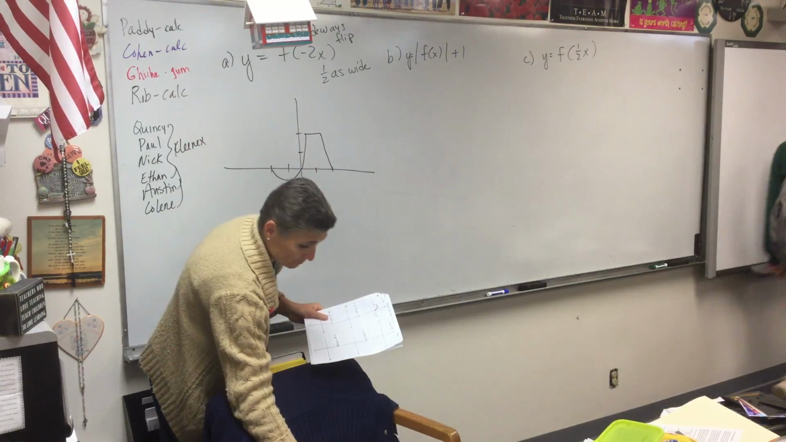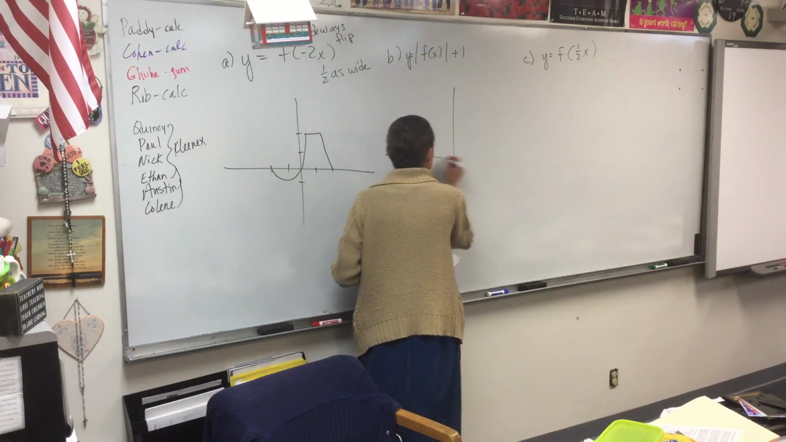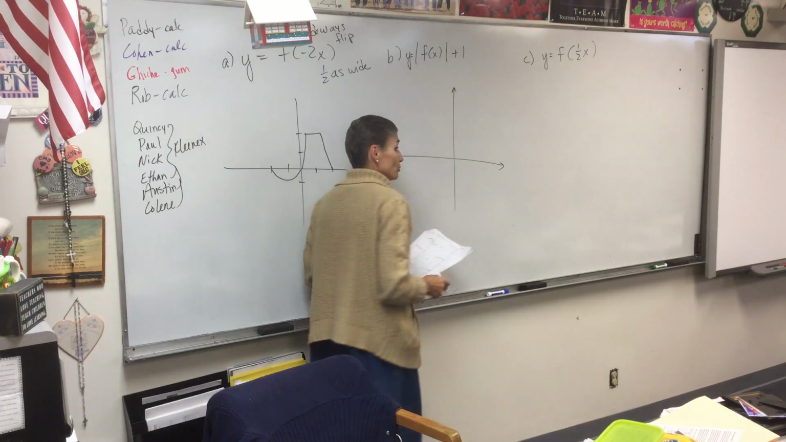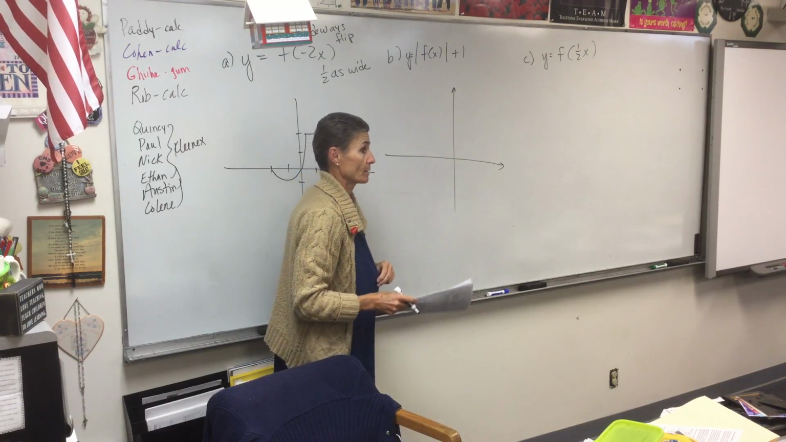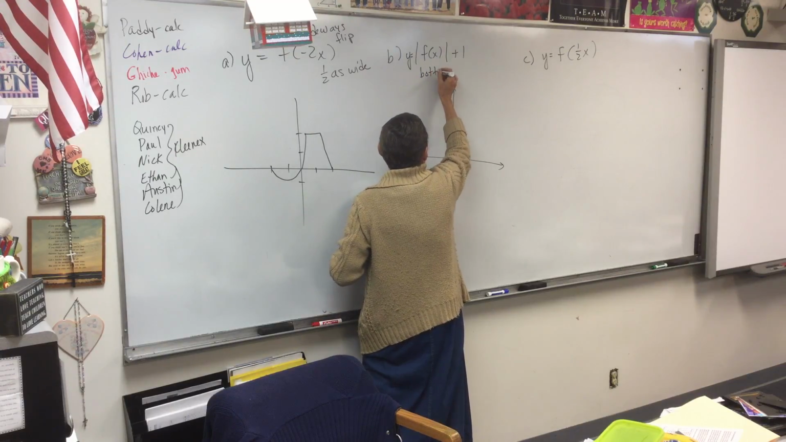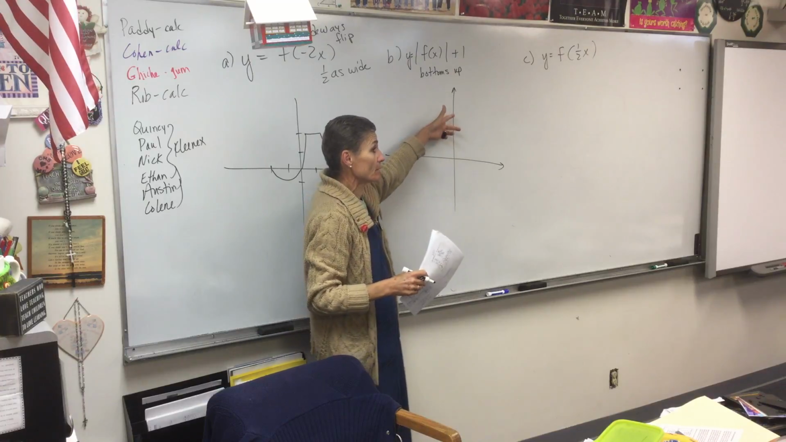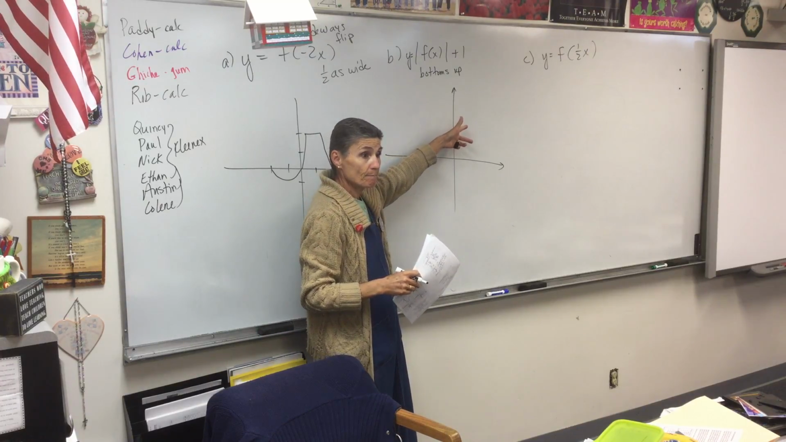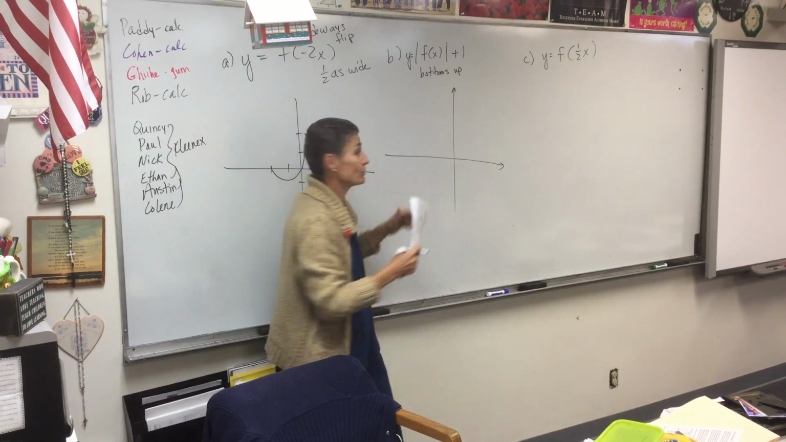Now, what about the next one? Well, 2 changes have happened again. 2 things have happened in this equation. What's happened? Okay, so it's bottoms up. When you take the absolute value, that means anything on the bottom goes up. And what's the other change? Moved up 1.